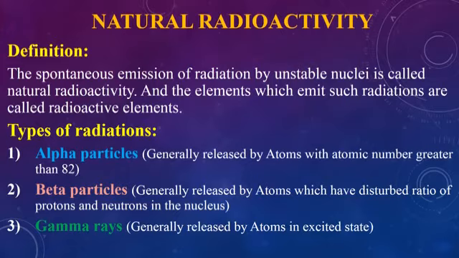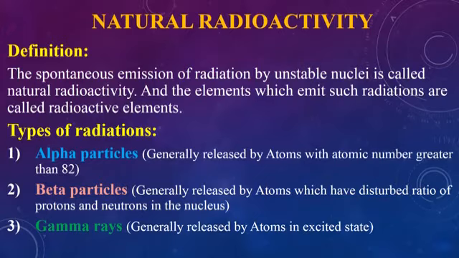Students, there are so many elements in nature which emit radiations by themselves. They're not made to radiate. They are not made to emit radiation. In fact, they emit radiation by themselves, on their own. So such elements are called natural radioactive elements.